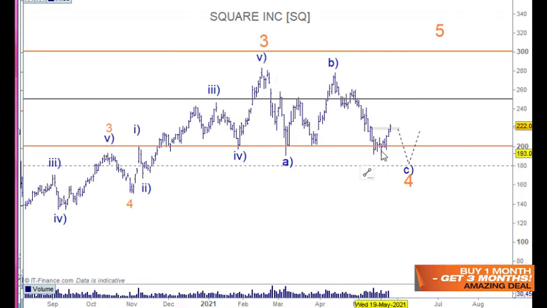Square expected a rally, as you know. It's gone a little bit past where I wanted it to be. So that's a little bit of a concern. So it's possible that we have a low in place for this already. So I'll need to consider that.